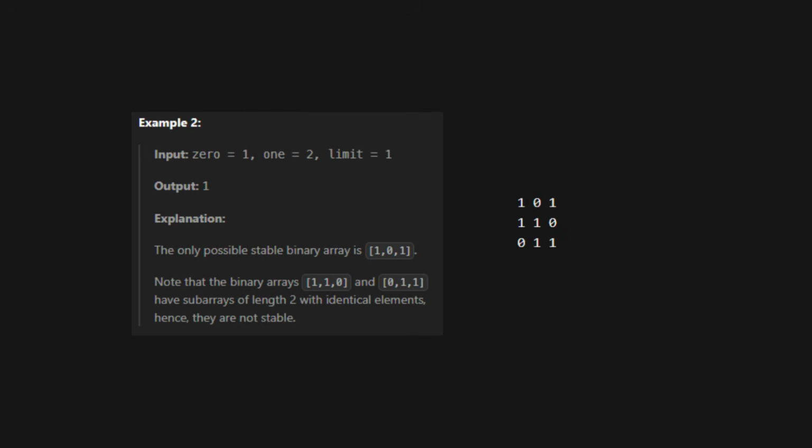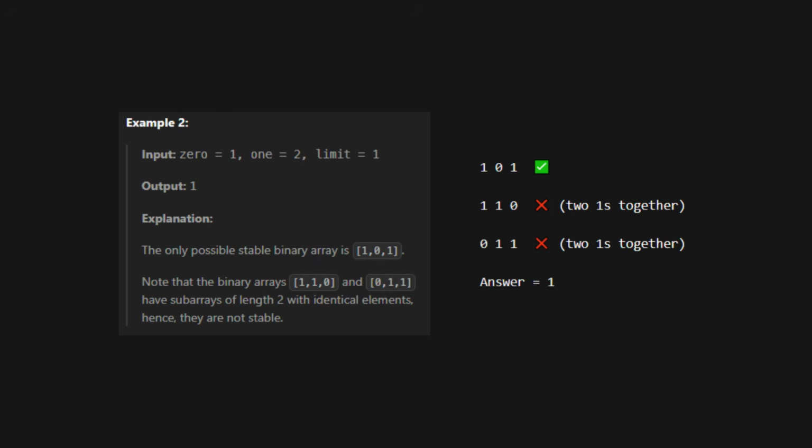Let's look at a simple example. Suppose we have 1 zero, 2 ones, and the limit is 1. We must build arrays that use exactly 1 zero and 2 ones. But no digit can repeat more than once consecutively. If we list the possible arrays, we get 1 0 1, 1 1 0, and 0 1 1. But only 1 0 1 is valid. The other two contain 2 ones in a row, which breaks the rule. So the final answer in this example is 1.